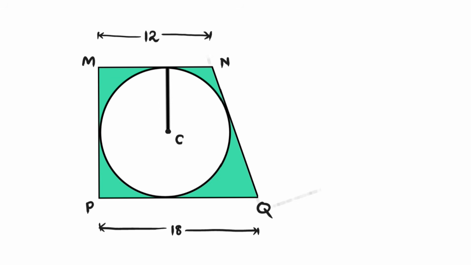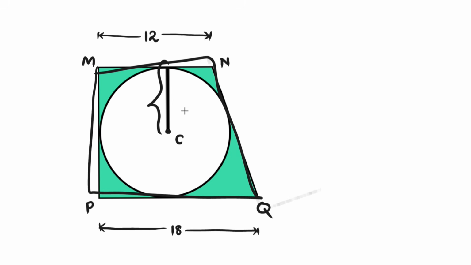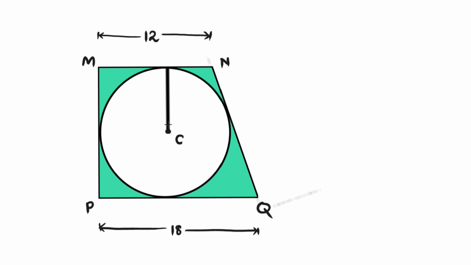In this lesson, we're going to find the radius of a circle that is perfectly inscribed inside a trapezoid. And you'll see that a few simple geometry properties lead us all the way to the answer. So stay with me until the end because everything fits together beautifully.